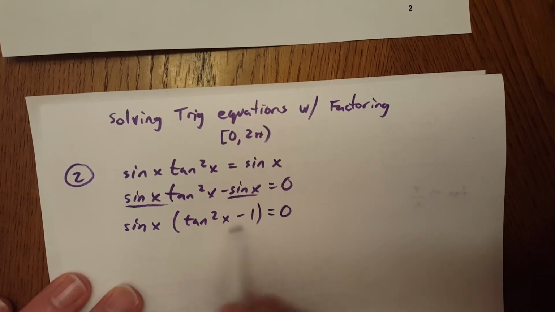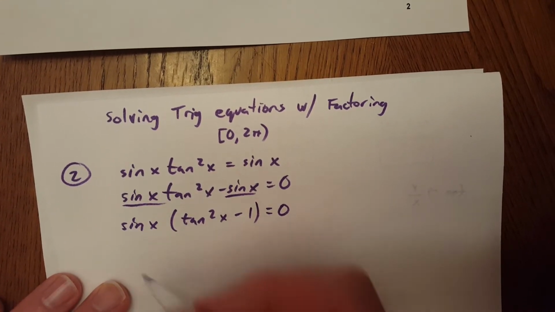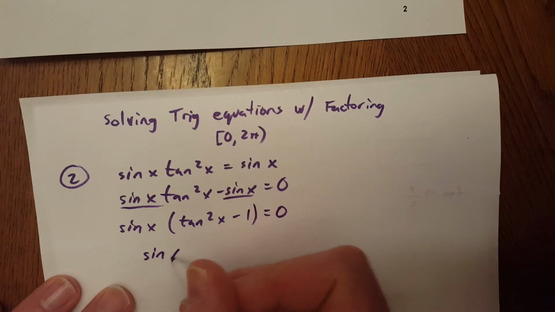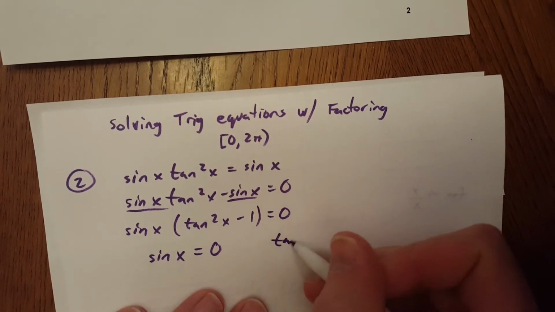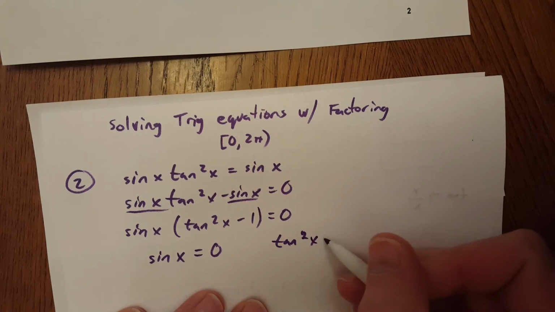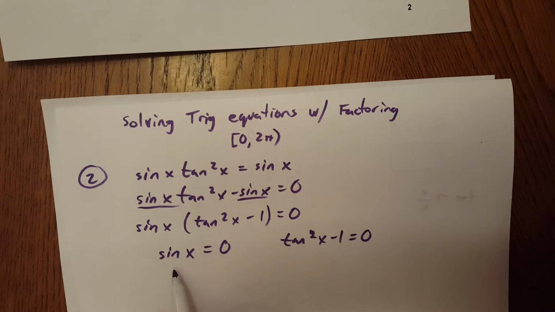Now we're at the point where we're all multiplication between these two factors, so we can split it up into two mini equations. We've got sine of x equals 0, and we have tangent squared minus 1 equals 0. Let's start with the sine of x.